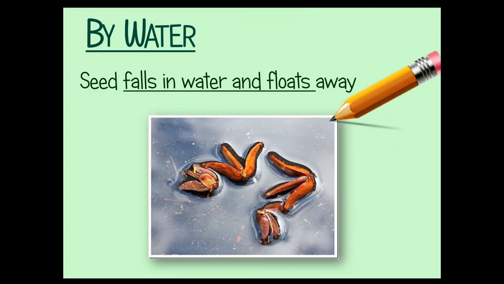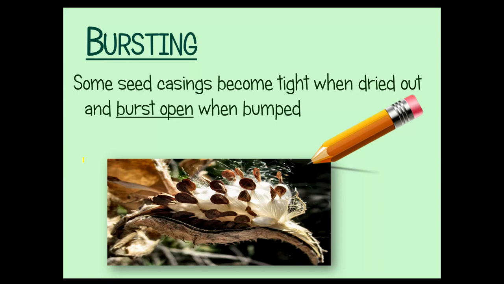By water, the seeds are usually buoyant, so they're going to fall into the water, they're going to float and be able to travel very far before they land somewhere and possibly grow into a new plant. Bursting is when the seeds are kind of crammed into some sort of casing, and then when the casing dries out, it will burst open and the seeds will come flying out and will land somewhere.